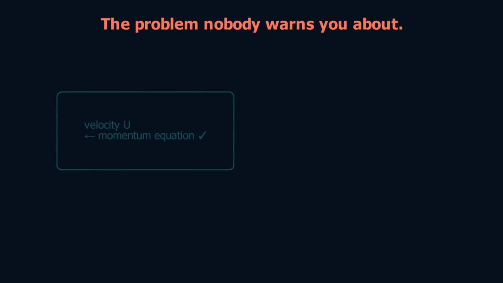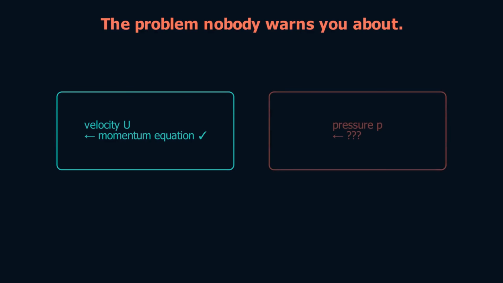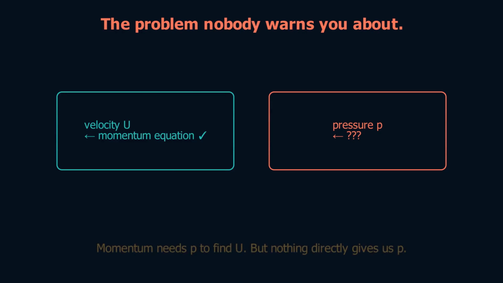Here's the trap at the heart of incompressible CFD. Line them up and count. Velocity has a home, the momentum equation solves for it. Good. But pressure has no equation of its own. Momentum uses pressure, continuity ignores it. There is literally no formula that says pressure equals. It's a chicken and egg trap. Momentum needs pressure to find velocity, but nothing hands us pressure. This single gap is the reason incompressible solvers exist at all. SIMPLE is how we escape it.